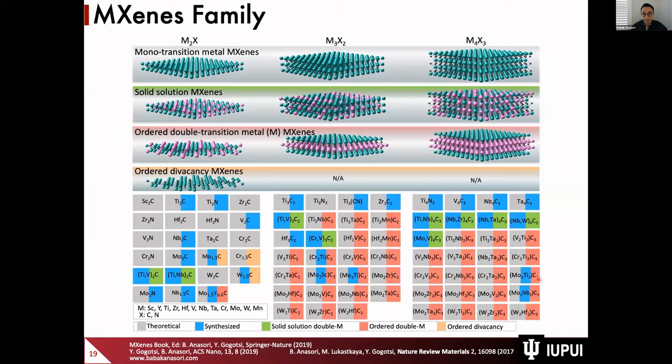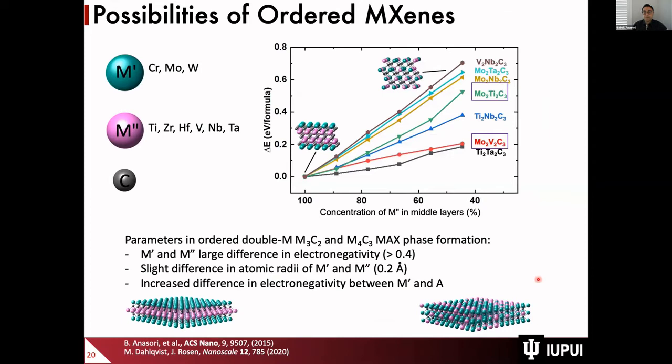Now, you might ask, how do we know that they are really ordered or not ordered? Well, as I said, we can do it with high resolution STEM, with neutron diffraction, and also XRD. But there are also some parameters that play a role in this. And this has been published very recently in Nanoscale by Professor Rosen's group, that they describe, and she explained it very well also on Monday, that there are many of these that can be solid solution, or they have very small energy change from solid solution to ordered.